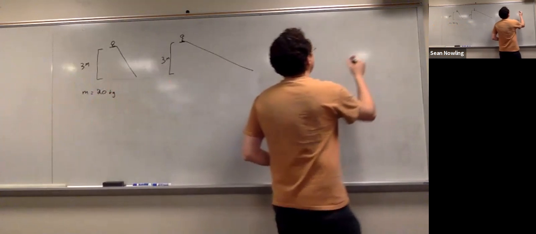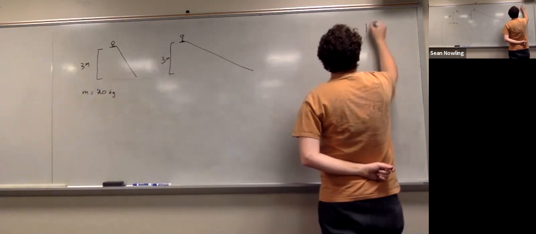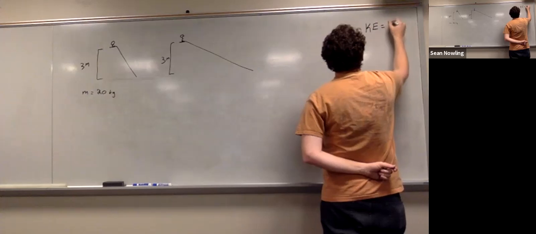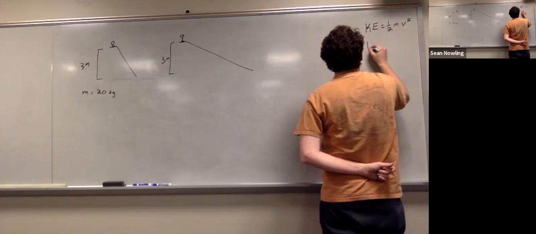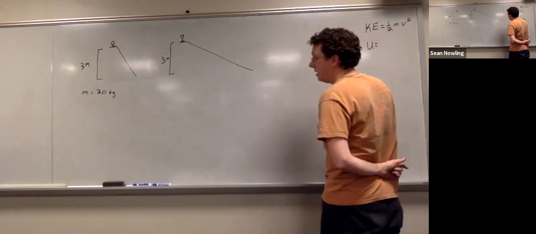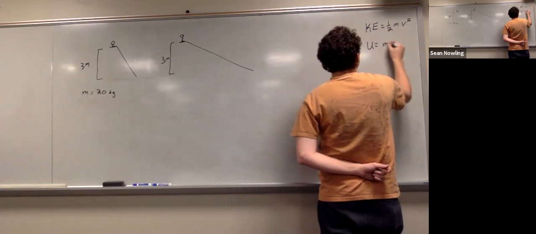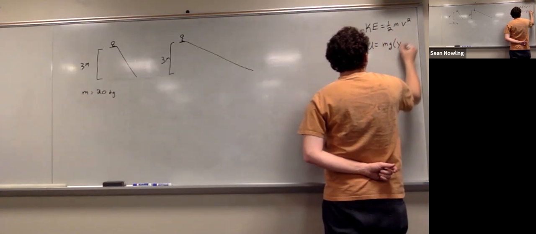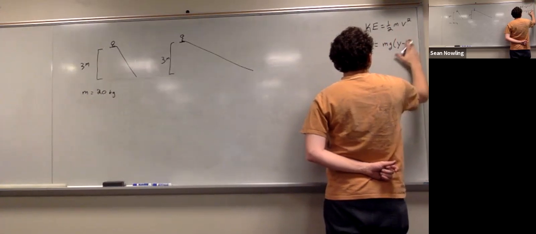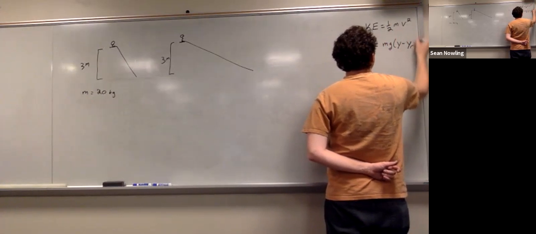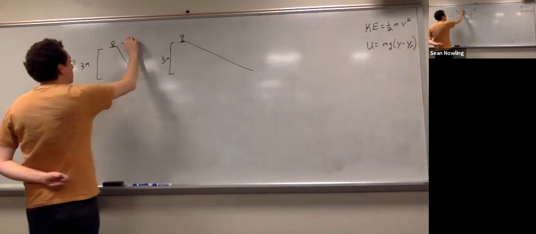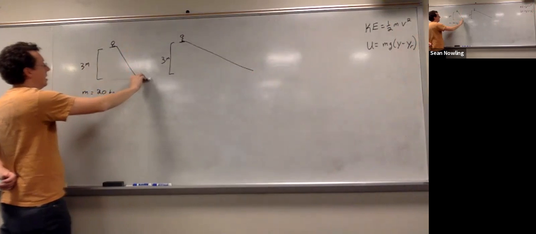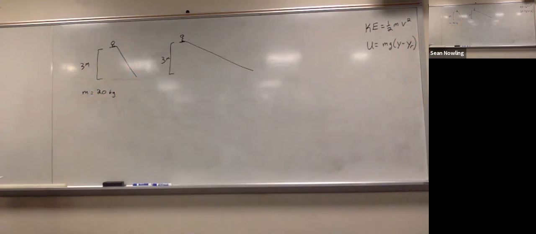at the bottom of the hill. So let's remind ourselves, the formula for kinetic energy is 1/2 the mass times velocity squared. And the formula for potential energy due to gravity is mg times y minus y reference. Okay, so we're going to start at 3 meters. We're going to finish at a height of 0.